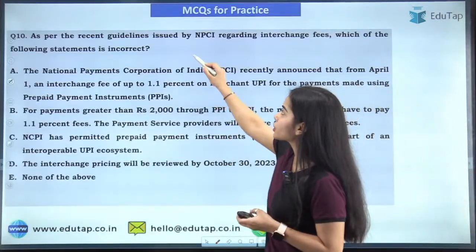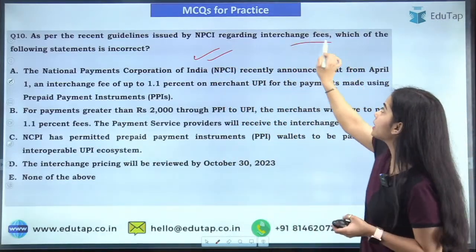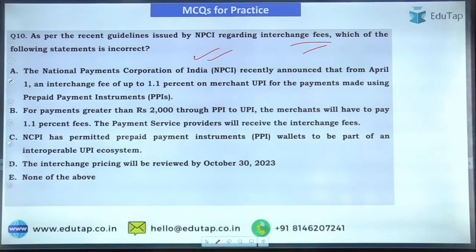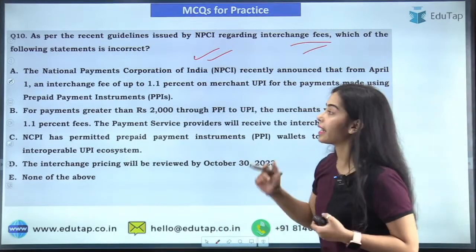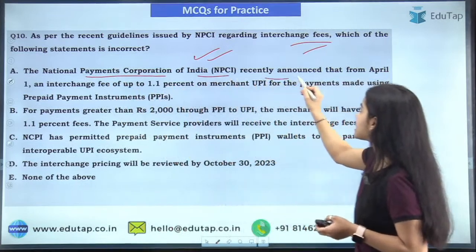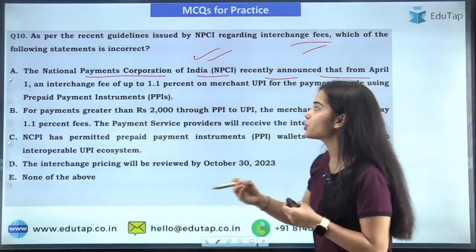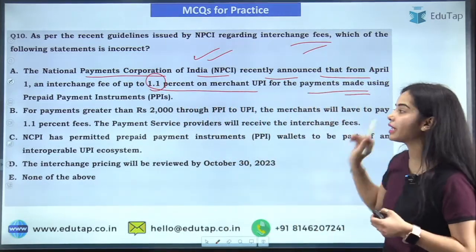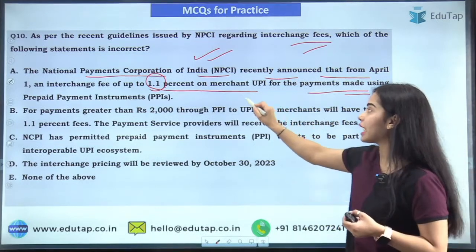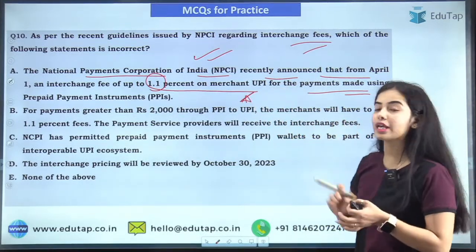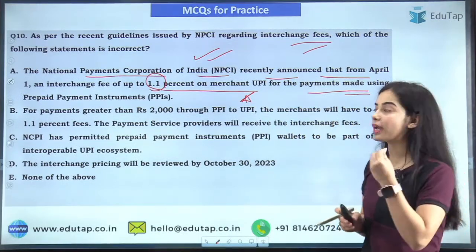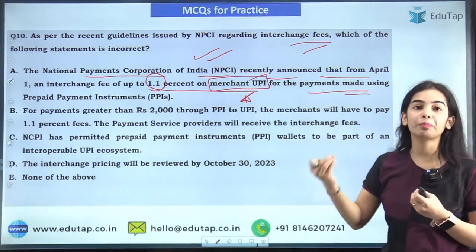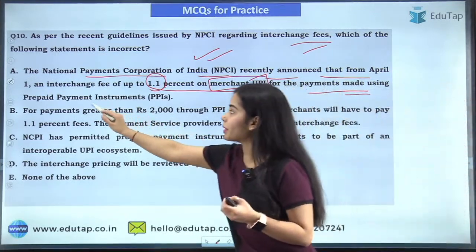Now coming to the next question, regarding the NPCI guidelines for the interchange fees. So I hope you will be able to answer this very clearly. Okay, I'm getting your answers at a lag. The National Payments Corporation of India recently announced that from April 1, an interchange fee of up to 1.1% on merchant UPI payments made using prepaid payment instruments will apply. So this is absolutely correct. The interchange fee is 1.1% on merchant UPI for payments made through PPIs, that is prepaid payment instruments.